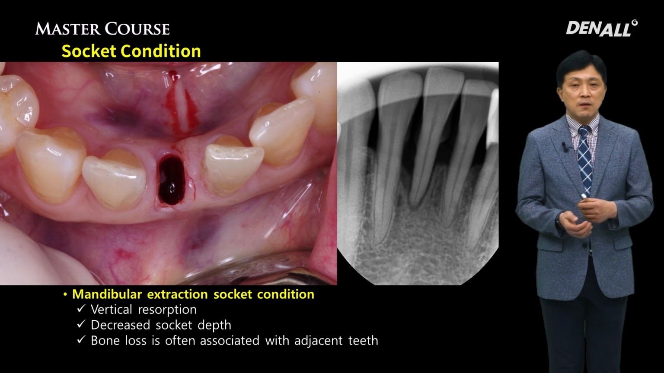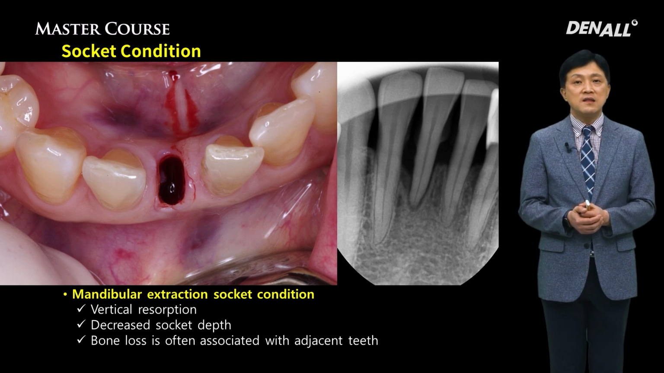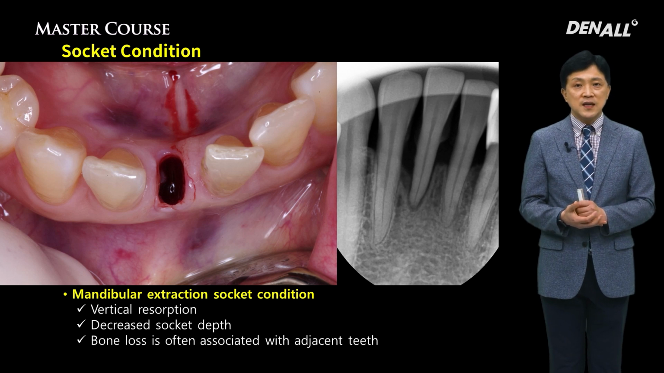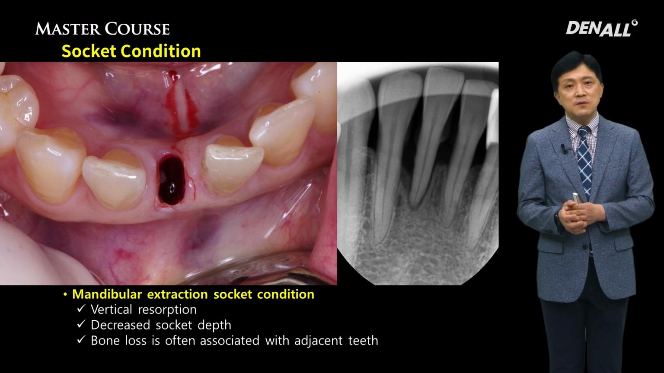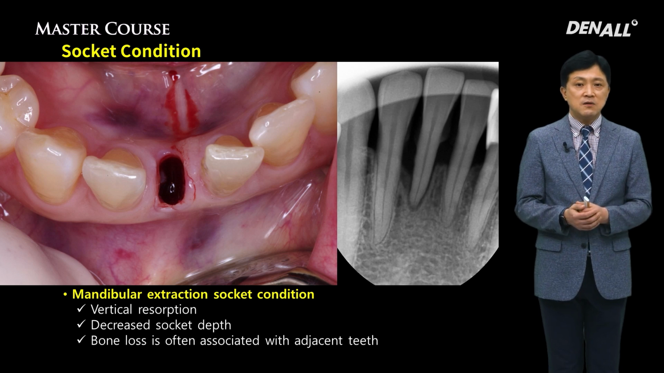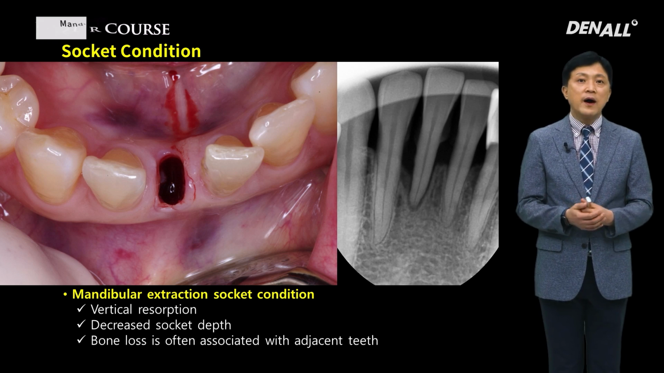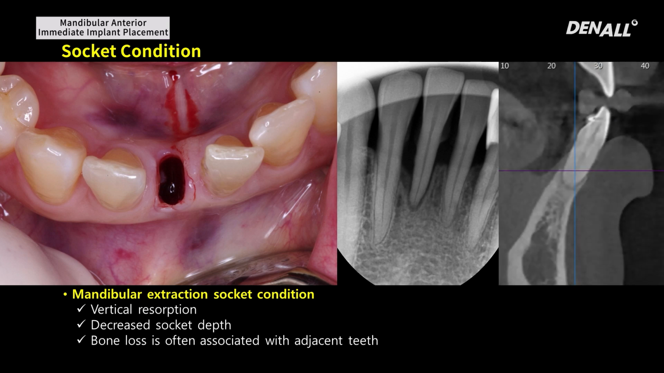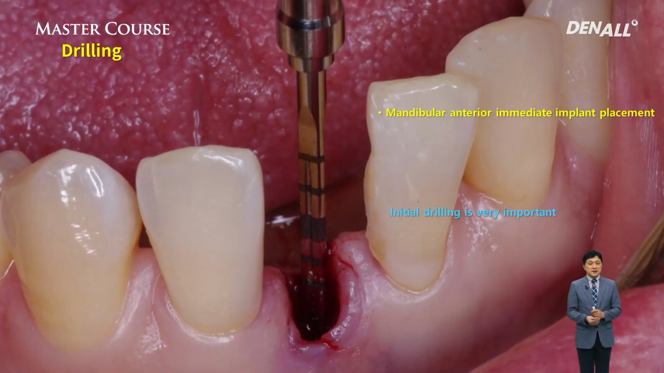After that, as there is bone loss, the implant would be placed after extraction. As the alveolar bone or interdental bone would be thin because of the bone loss, the bone loss is often associated with adjacent teeth. Therefore, the periodontal condition of adjacent teeth would not be sound. So that is the characteristic of the socket condition when we place an implant immediately after extraction in the anterior mandible region. These need to be considered.